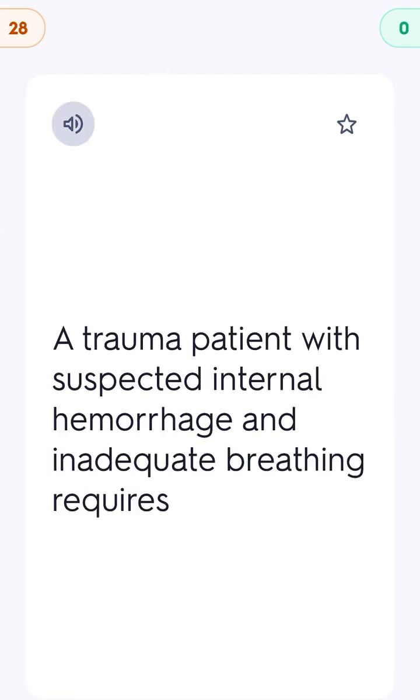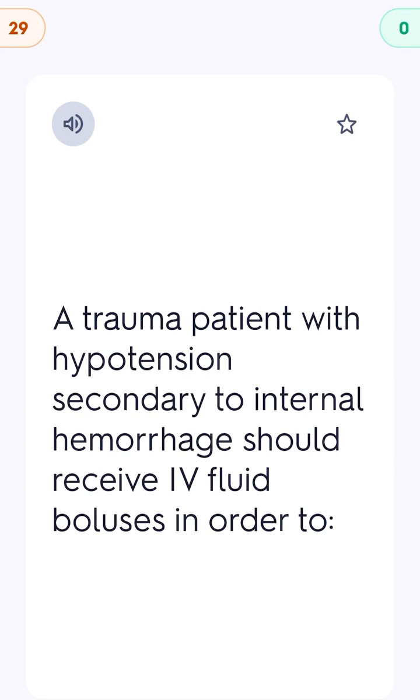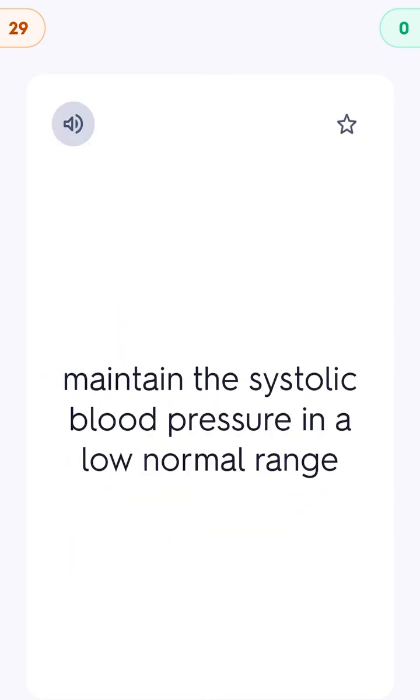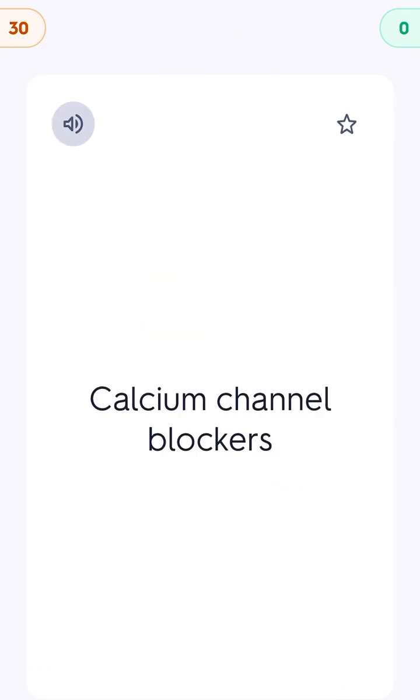A trauma patient with suspected internal hemorrhage and inadequate breathing requires ventilation assistance and rapid transport. A trauma patient with hypotension secondary to internal hemorrhage should receive IV fluid boluses in order to maintain the systolic blood pressure in a low normal range. Which of the following types of medication would most likely reduce a patient's ability to compensate when in shock? Calcium channel blockers.